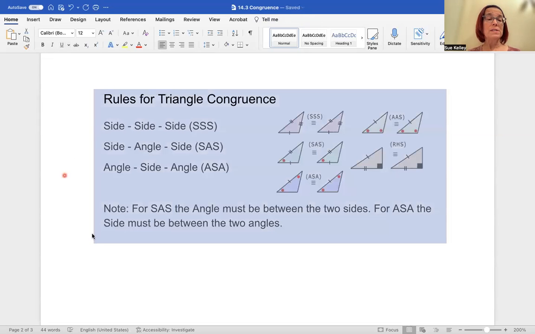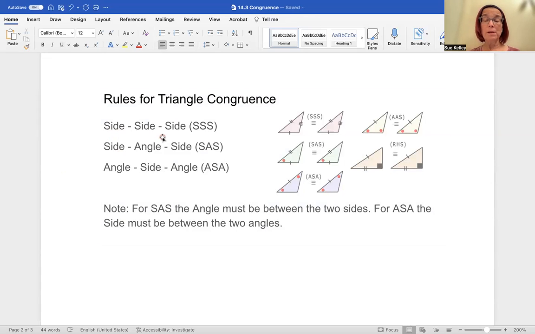So if we have sides that match up, that correspond to each other, and they are all congruent with each other, then we know the whole triangles are congruent. We have side, angle, side. So if we have two sides with an angle in between that are congruent, then the whole triangle is congruent. Angle, side, angle. Again, two angles with a side in between. That means that the whole triangle is congruent.